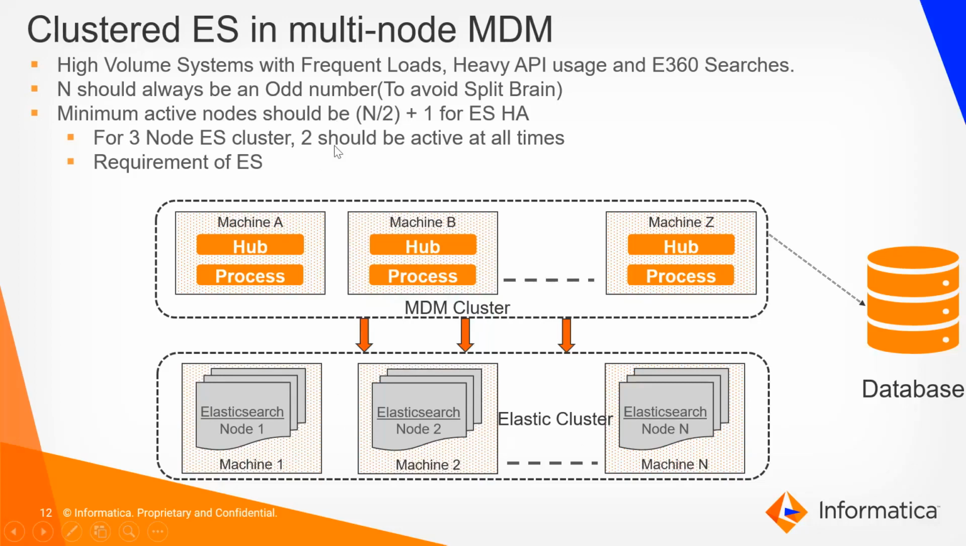The reason is, if this minimum number of active nodes becomes 1, it can lead to split brain. If one of the nodes goes down and the machines are not able to locate each other, both can try to become the master at the same time, and that can lead to index corruptions. So n should always be an odd number, and for the 3 node cluster, with n/2 + 1, 2 should be active at all times. This is a requirement from the Elasticsearch side.